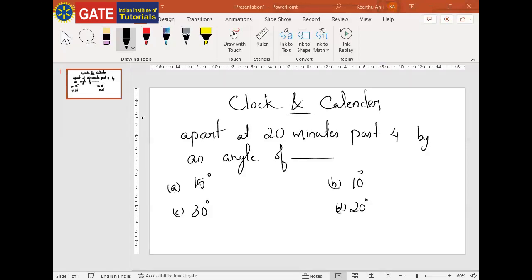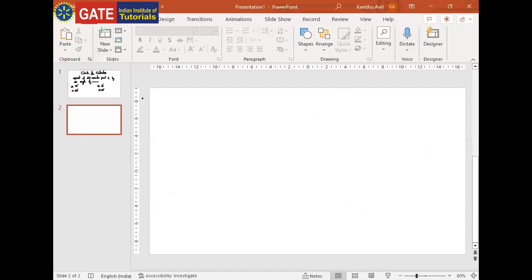Okay, so everyone is getting it as 10 degree? Not getting? Okay. So what is given in the question? Tell me. It is 20 minutes past 4, right? Which means the clock should be in the position of 4:20. And you people know how it is at 4:20, right? Where the hour hand and the minute hand would be.